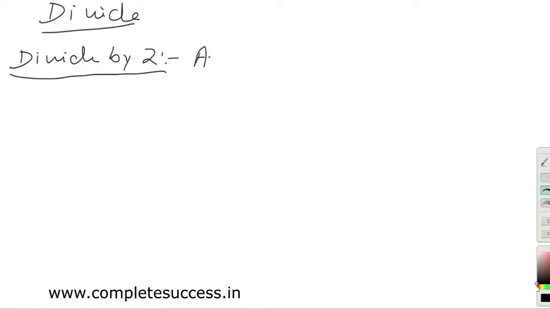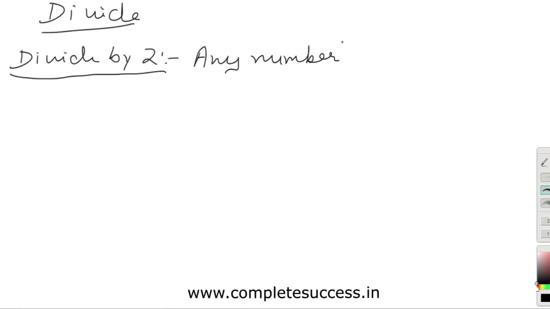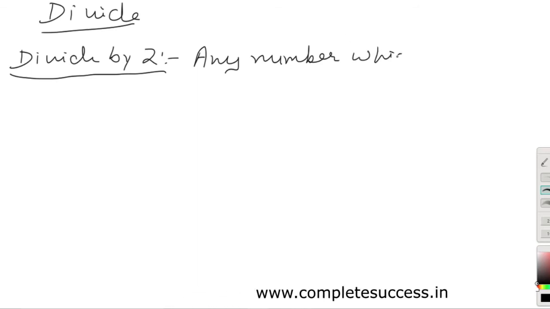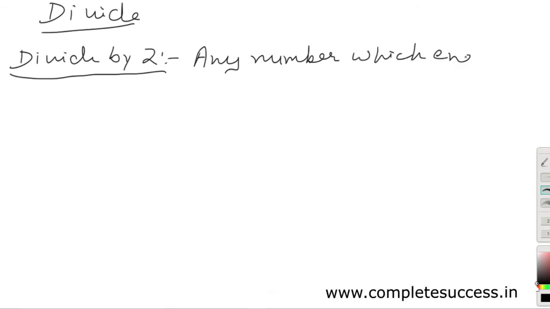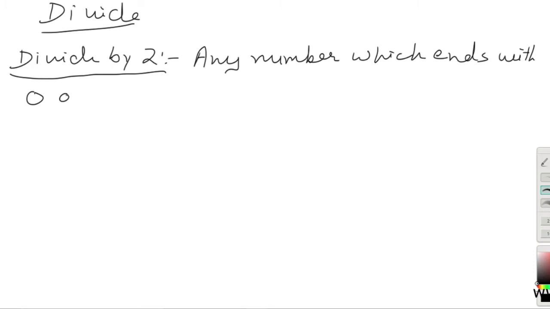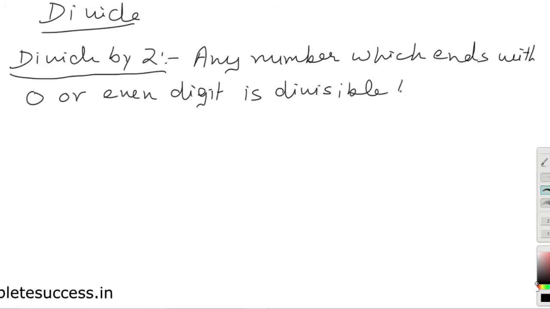If any number ends with 0 or an even digit, it is divisible by 2.